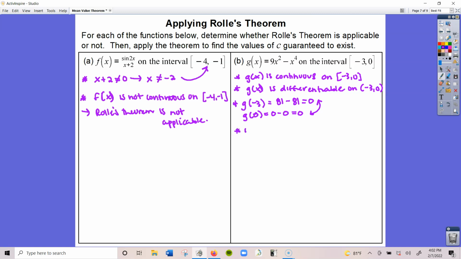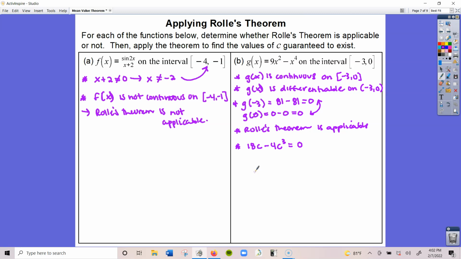Therefore, Rolle's theorem is applicable. And now we're going to go ahead and find the value of c. So just like with mean value theorem, the only difference is that once I take my derivative, replacing x's with c's, this would be 18c minus 4c to the third. Instead of making it equal to the slope of the secant line, since I got that these two are equal to the same value, that slope of the secant line will be 0.